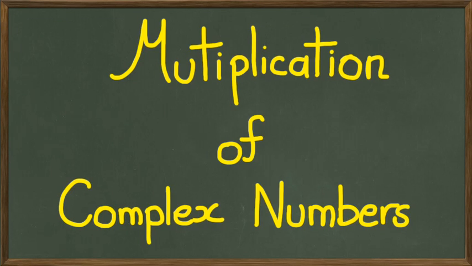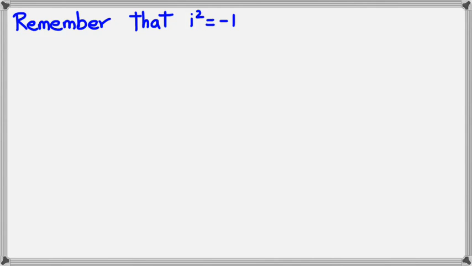Hey guys, we're going to be looking at multiplication of complex numbers in this session. I'll give you a bit of theory and then work through some examples. So before we start, remember that i squared equals -1.